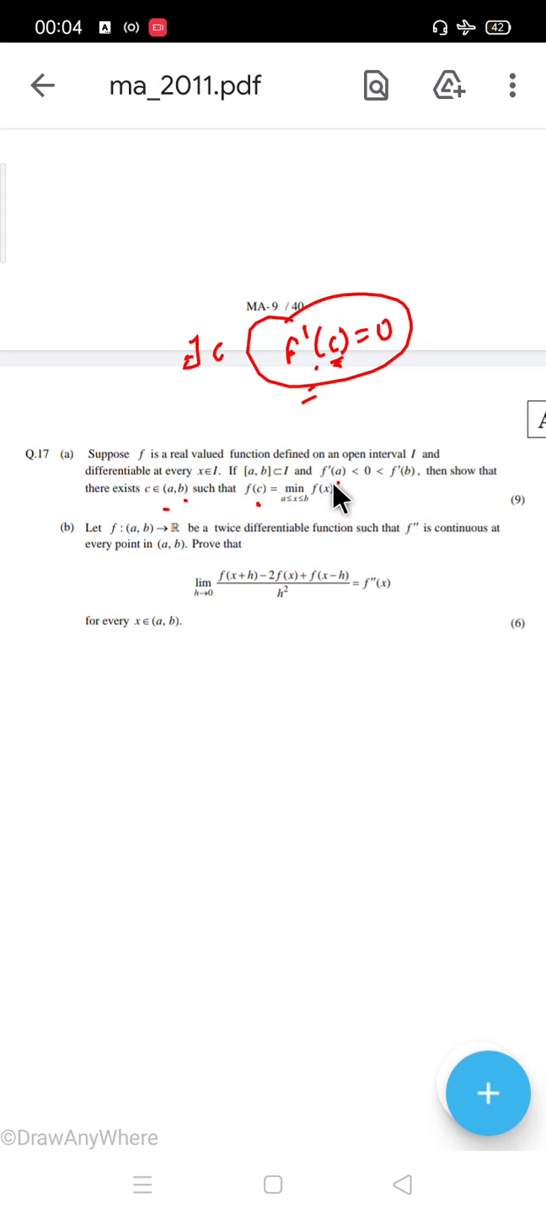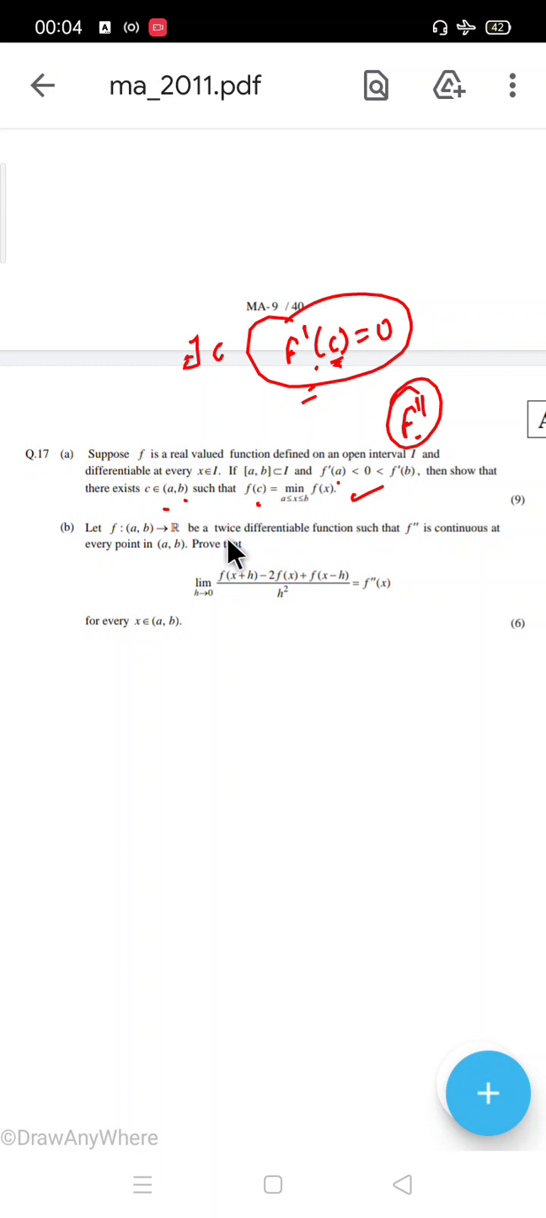Yes, because you can do one more thing. The function will be, so f of b minus f of a, that is positive. The double derivative of the function will be positive, so it will be a minima.